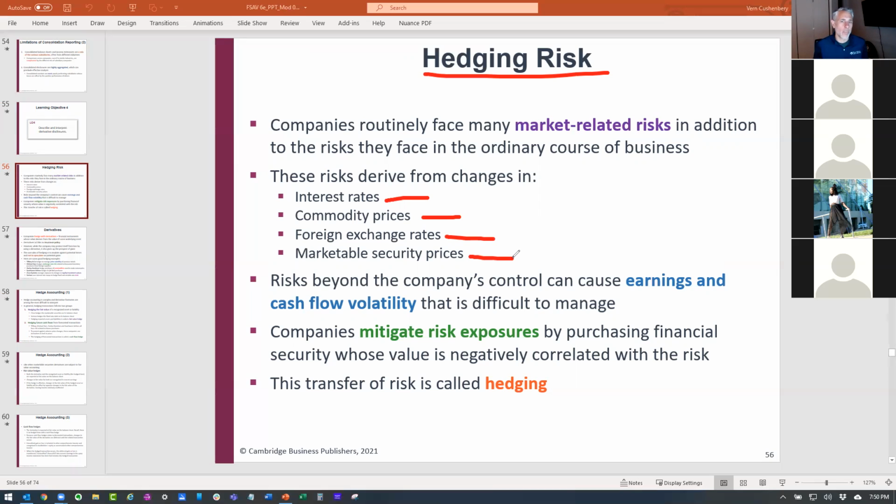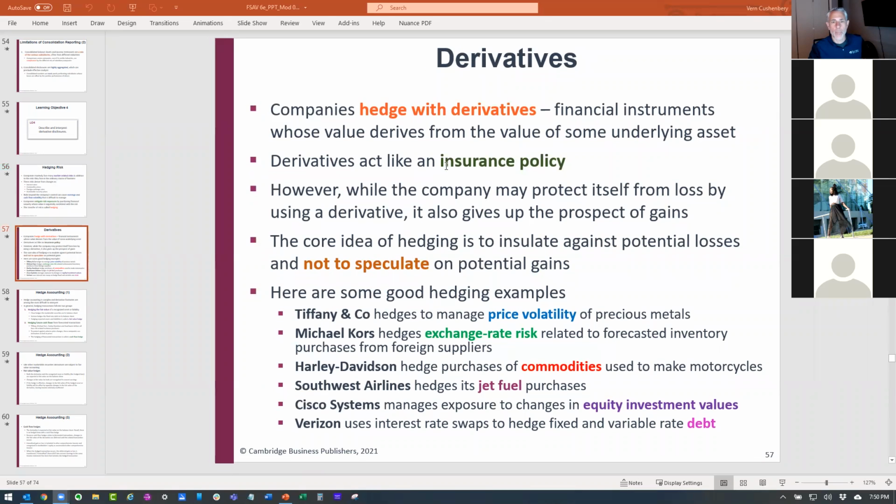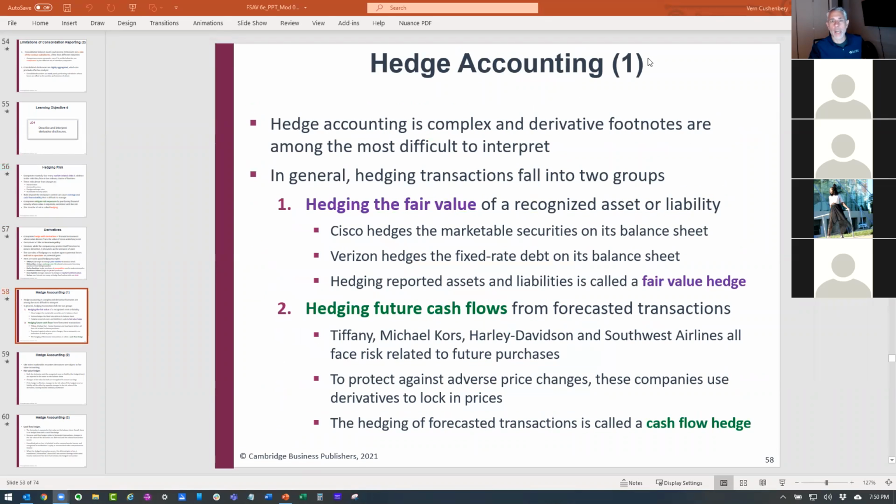So if we're, I don't know, cattle feeders and we own a bunch of corn and we don't want the price of corn to go down, we can enter into a futures contract that'll get us paid if the price of corn goes down. Now we don't have that risk anymore. What I just described is a certain type of hedge that we call a fair value hedge.